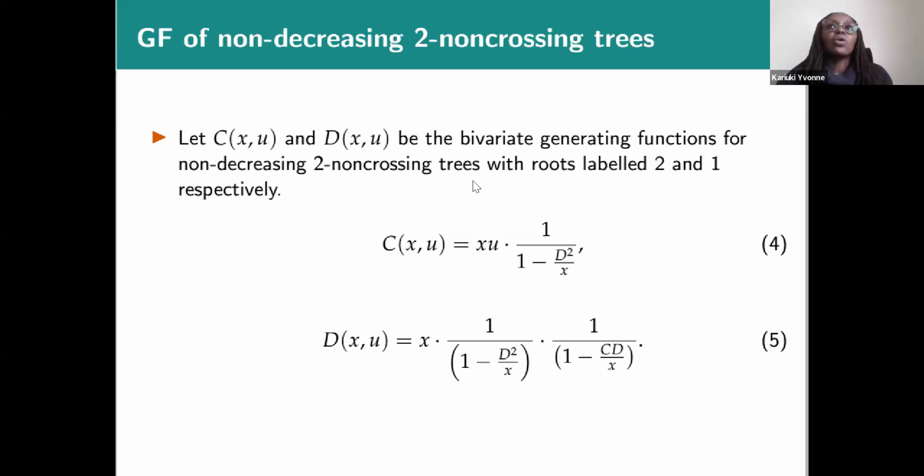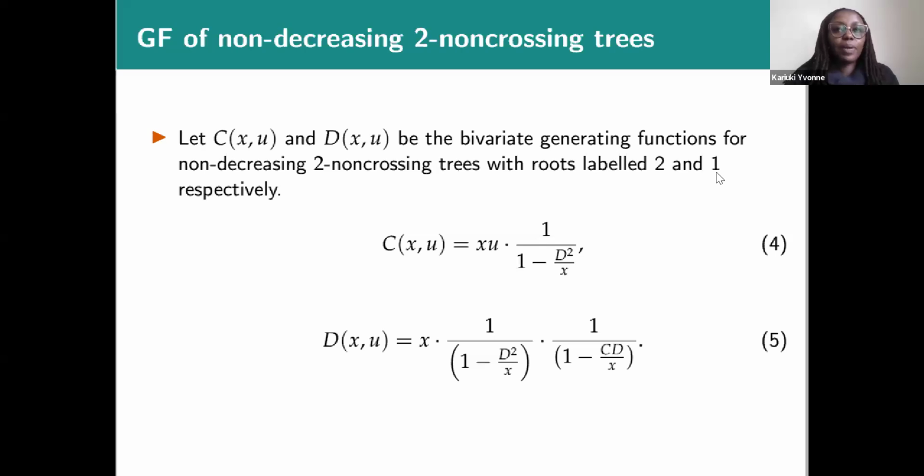So again, we consider this or subdivide this into 2. Remember, we are doing two non-crossing. So our vertices are either labeled 1 or 2. So in such case, we do it in two categories. The first category, when the label of the root is 2, we have that generating function to be C of x, u. And the second category to be when the label of the root is 1.